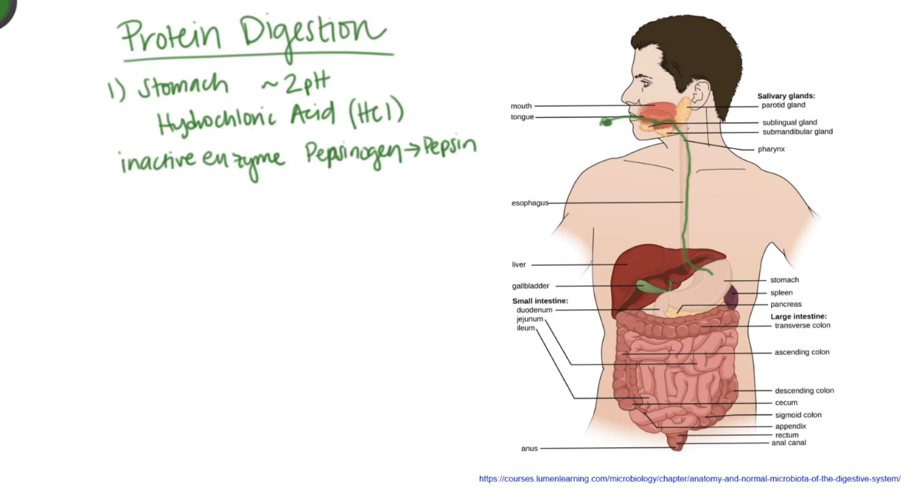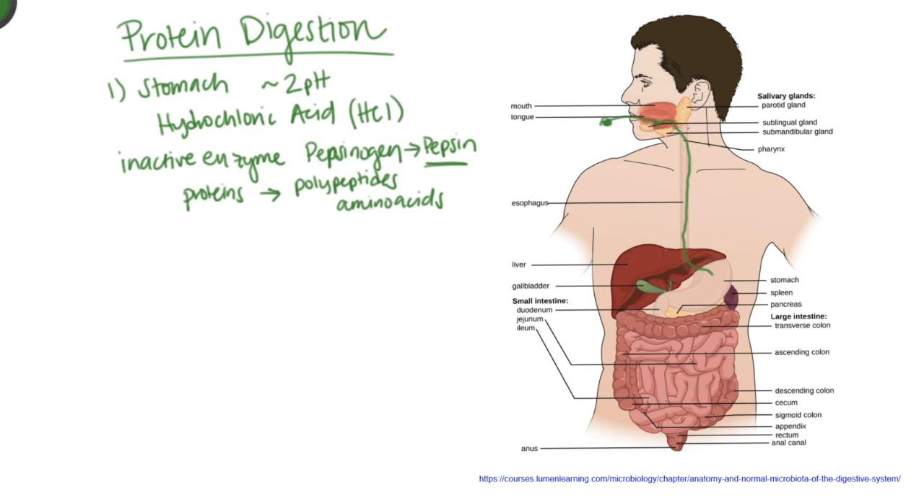So that's why we're seeing that inactive or zymogen enzyme, pepsinogen, being turned into pepsin when it's exposed to the hydrochloric acid. And this pepsin here is going to help us to take our proteins and break them down to get shorter chains of polypeptides, as well as some amino acids. And remember, our goal is to get to amino acids so that we can absorb them.